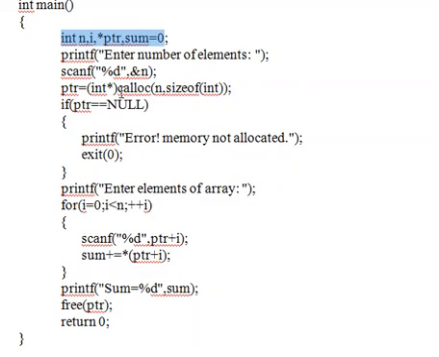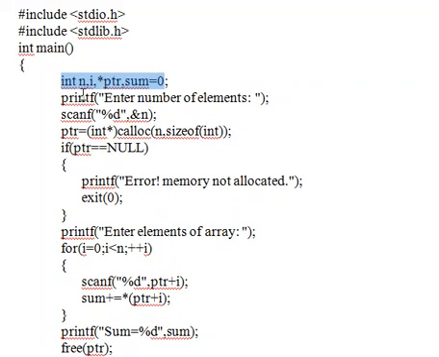Next, this is the declaration part. In the declaration part I am declaring three integer variables. One is n, second one is i, third one is sum. Initially the sum value is 0, and we are declaring another pointer variable ptr. So n, i, sum are integer variables, ptr is a pointer variable.